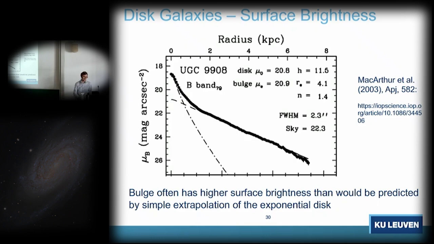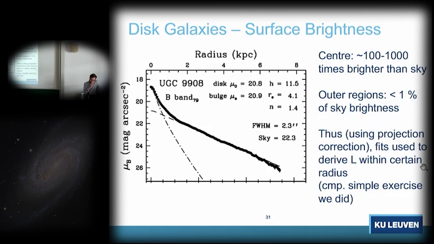And you can also see here that, okay, so if you want to infer the total luminosity here, you're going to have to cut off. Where do you actually cut off the luminous radius of this galaxy? As you can see, this is actually not so trivial, right? So in the center we're at 100,000, but the outer radius is like less than 1% of the sky brightness. So fits are often used to derive the luminosity within a certain radius, analogous to the simple exercise we did at the beginning of the class. Okay.